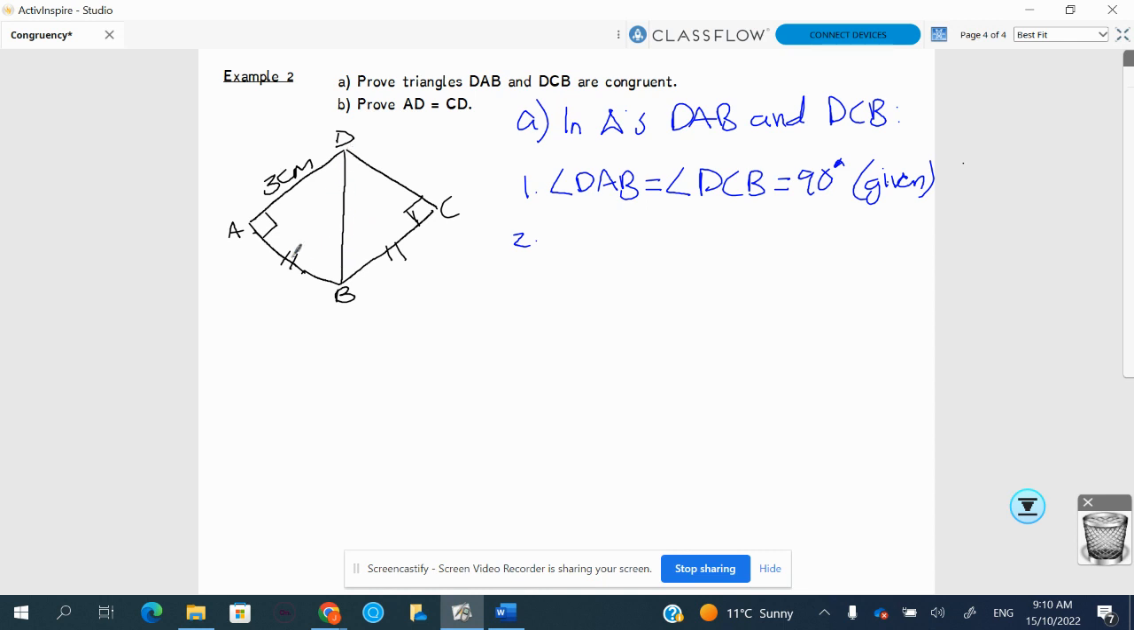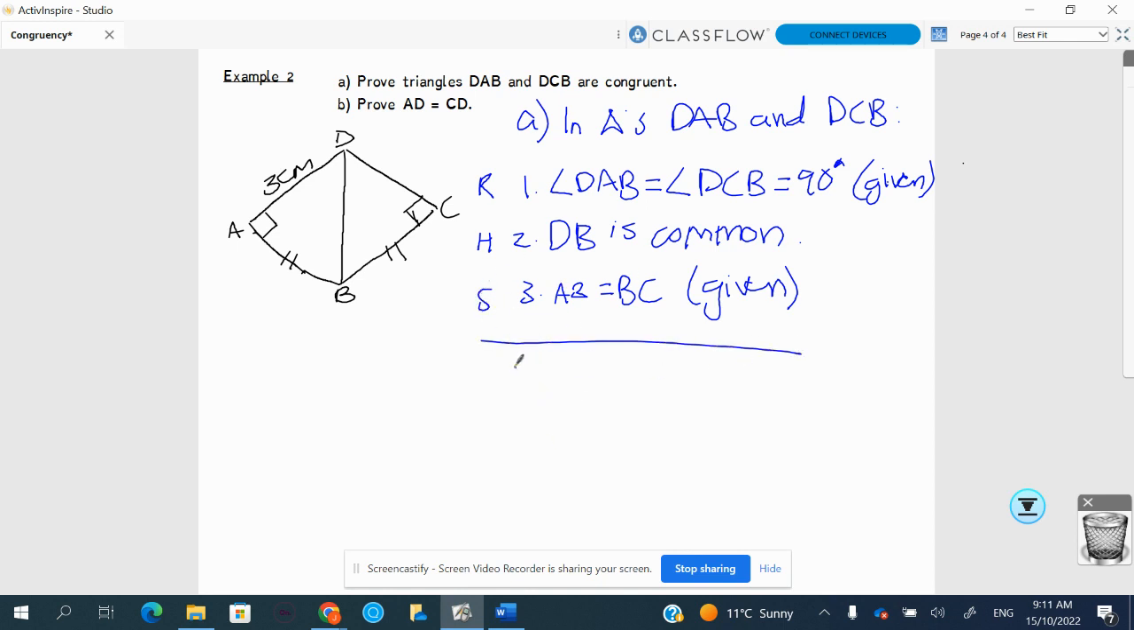Number 2, this side here, side DB, is a common side. It's the hypotenuse for this triangle and the hypotenuse for this triangle. So I'm just going to say DB is common. Okay. And then 3, AB is equal to BC, and that's given. So AB is equal to BC, and that is given. So we've got the right angle here, we have the hypotenuse here, and we have one other side.